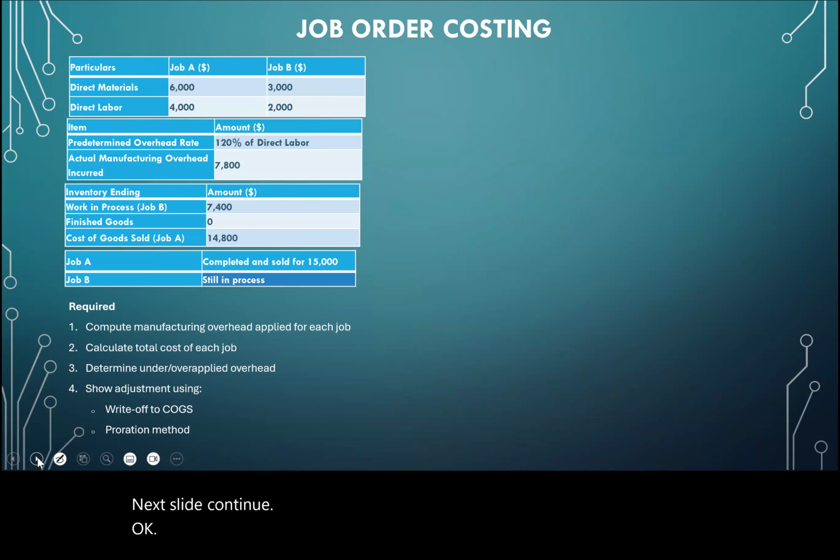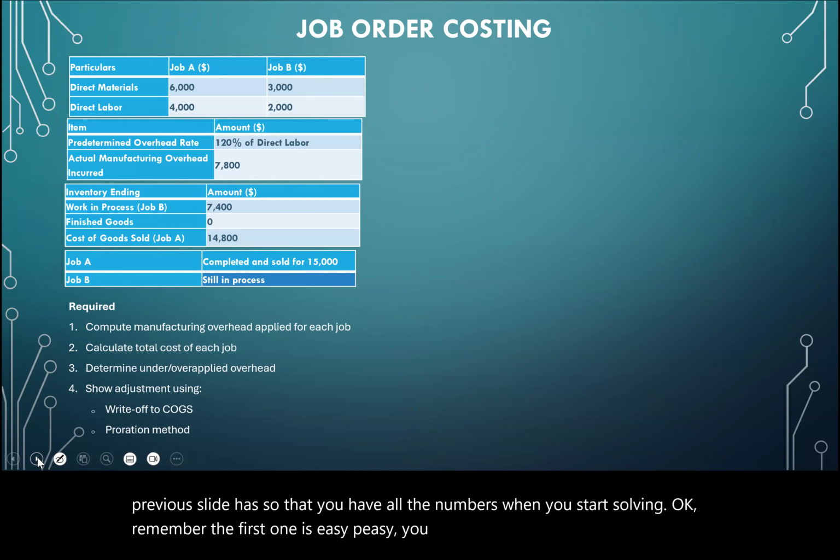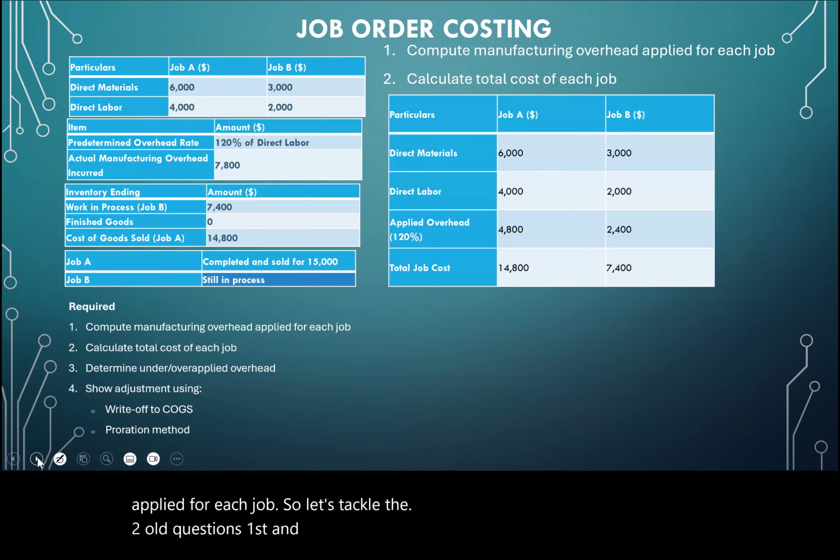Okay. I just copied all the information and the questions that the previous slide has so that you have all the numbers when you start solving. Okay. Remember, the first one is easy peasy. You have done manufacturing overhead applied for each job. So let's tackle the two old questions first and then we'll do the two new questions later.